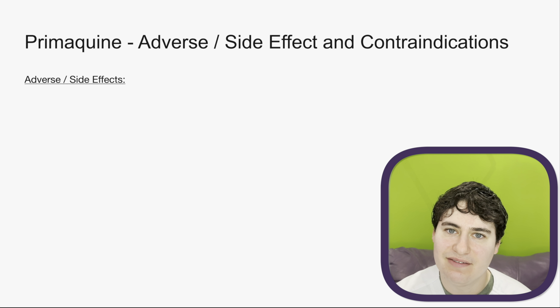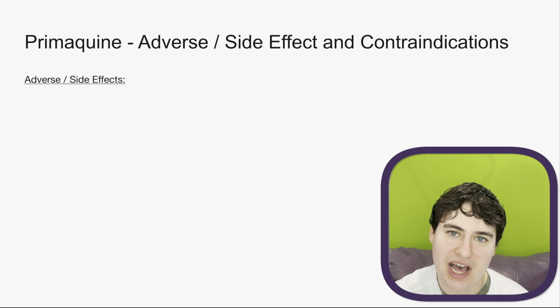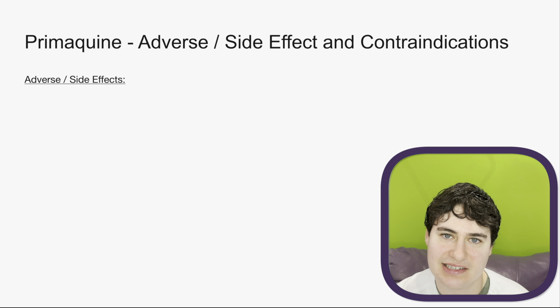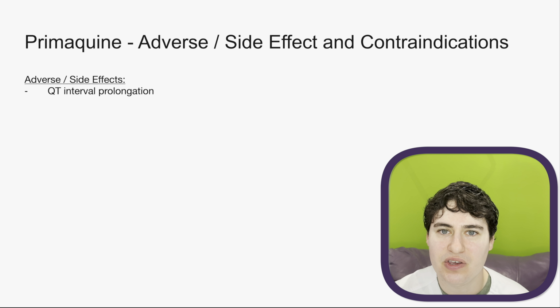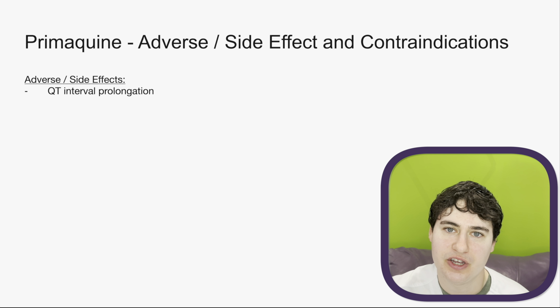So Primaquine does have some adverse side effects, but shockingly, there are very few for this drug. You're going to have the normal side effects like GI symptoms, but pretty much every drug has that. The main one we want to talk about is something called QT interval prolongation. To be very simple with this, you have to get an EKG to make sure the patient doesn't already have a prolonged QT interval, and something to know is that this drug can also further increase it.